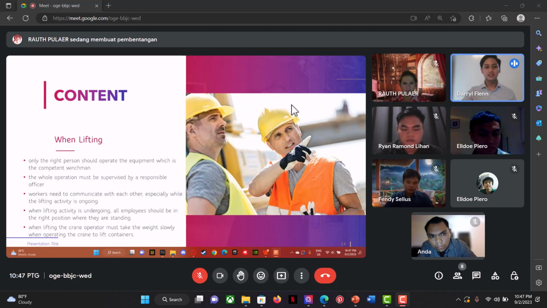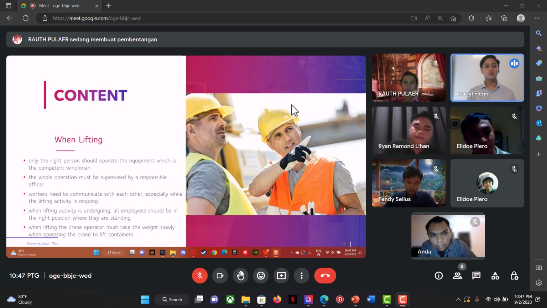So the third one is workers need to communicate with each other, especially while the lifting activity is ongoing. So this is to ensure the crane operator follows the instructions as to move left, right, lowering, increase lifting height, or controlling the speed of rotation of the crane. They can communicate by either giving hand signals or they can use walkie-talkies.